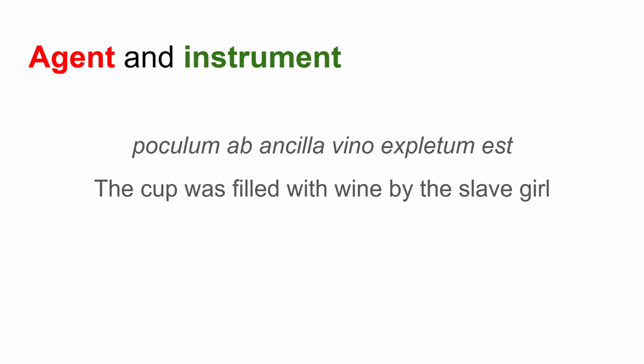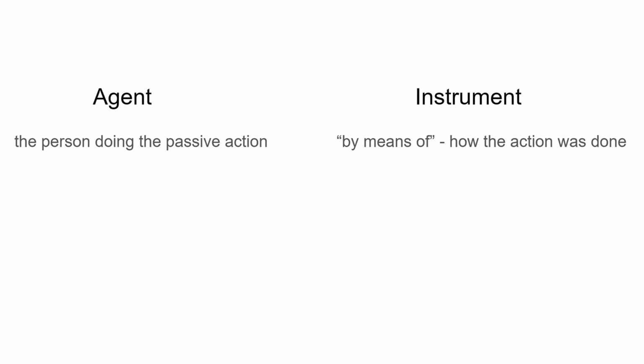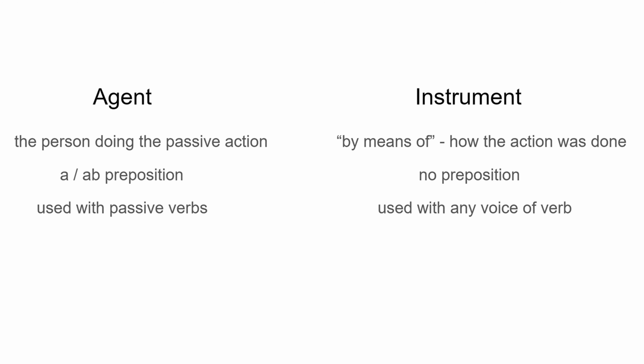So, little quick recap of how to spot the difference between agent and instrument. An agent is the person who is doing the passive action. The instrument, we translate it as by means of. That's how the action was done. So agent, the person that's doing the action. Instrument, how the action was done. For the agent, you need an a or an ab preposition, but for the ablative of instrument, you don't need it. No preposition needed. Agent is used mainly with passive verbs. Instrument can be used with any voice of verb.